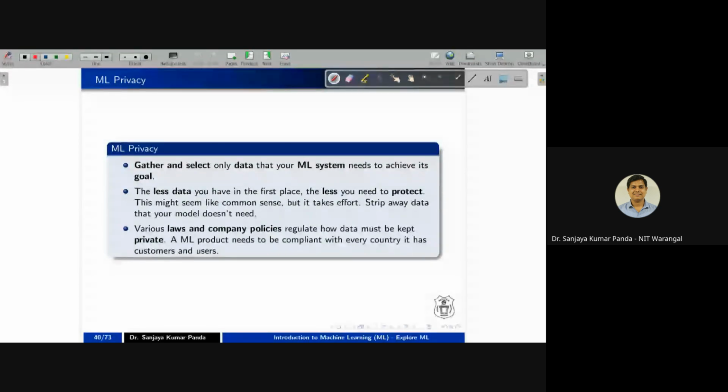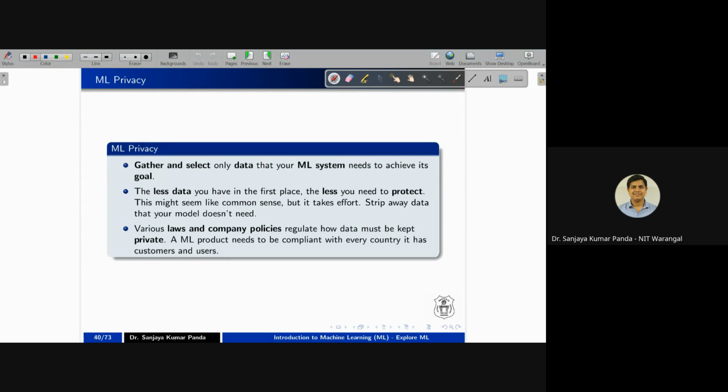Machine learning products need to be compliant with every country where they have customers and users, because machine learning is not limited to a geographical boundary. It is not applied in a particular country; it is applied all over the world. So whatever laws and regulations we apply for machine learning privacy should align with all the countries' policies. Everybody should agree. If you want to enforce any rule inside a country, that is fine. But data is everywhere. Data is not residing only in a particular country. It may be outside the country also.